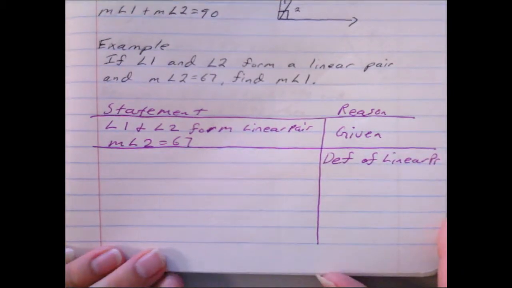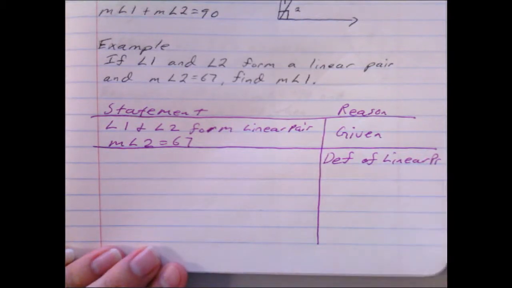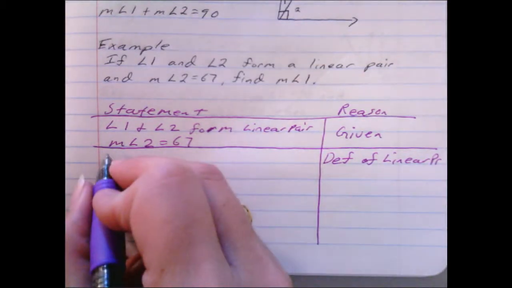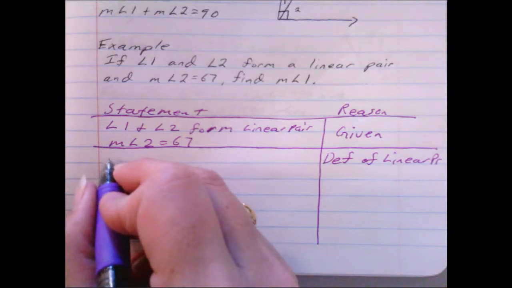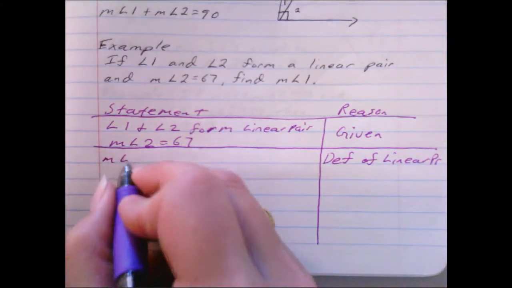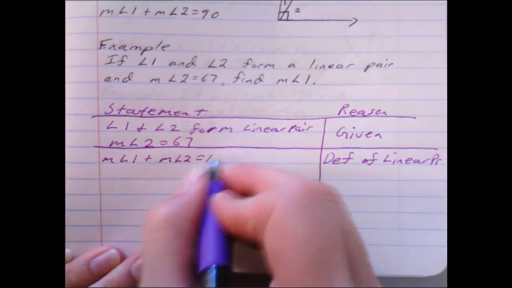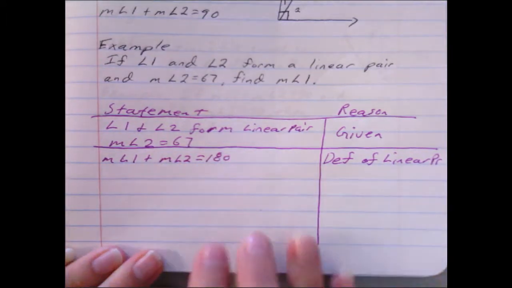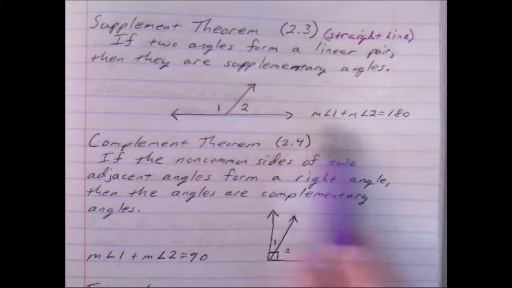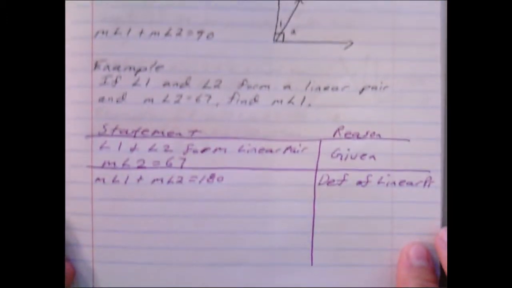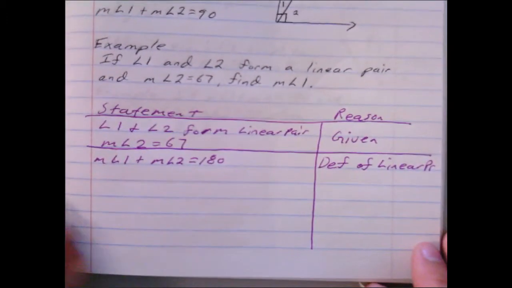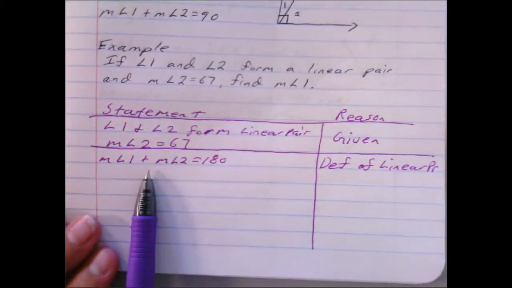Because the definition of linear pair means that it's a straight line, right? So by the definition of linear pair, I have the measure of angle 1 plus the measure of angle 2 equals 180. Okay, because that's what we said right up here. If they're a linear pair, we add them together, they equal 180.